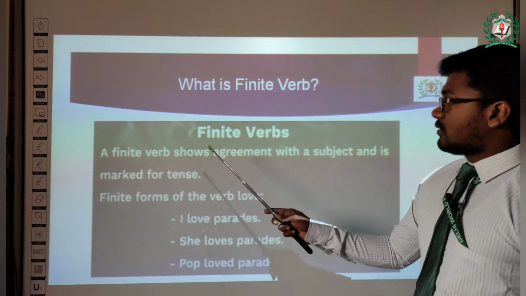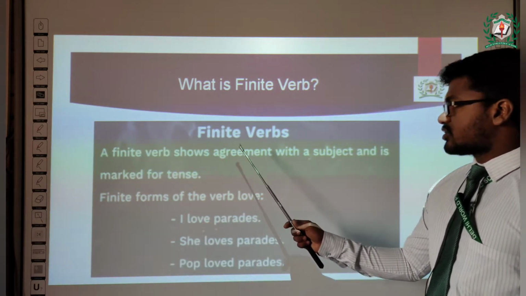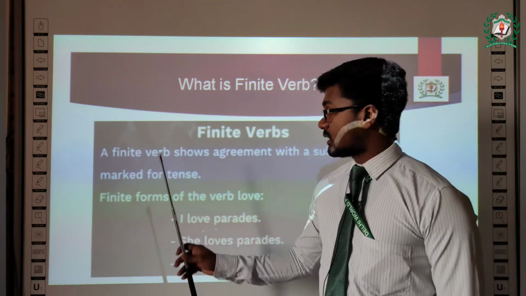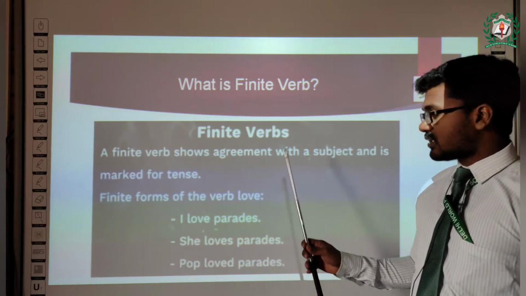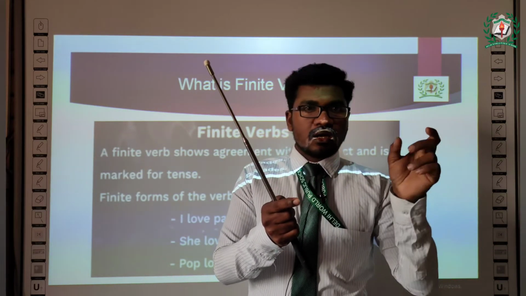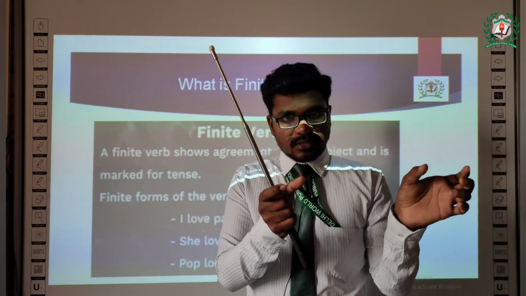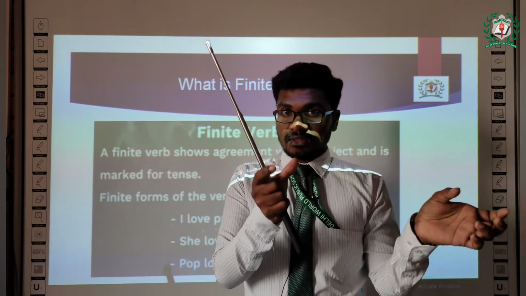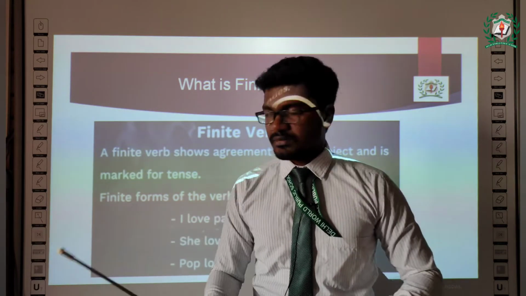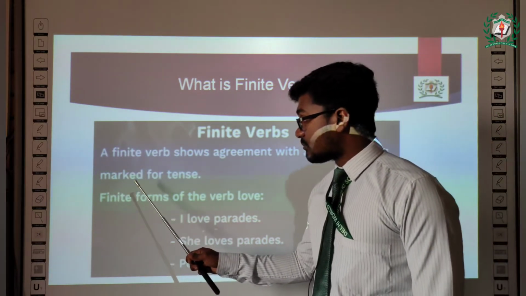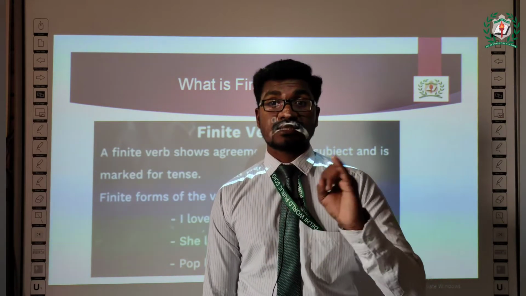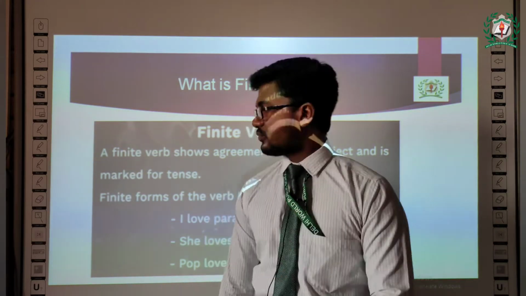Okay, finite verbs. A finite verb shows agreement with the subject and is marked for tense. The verb agrees with the subject. You know, the verb changes according to the subject. Yes or no? If it is a pronoun, the verb also changes. Example, adding s or es, right? And it is marked for tense. What is the tense? Showing whether it is past, present or future.